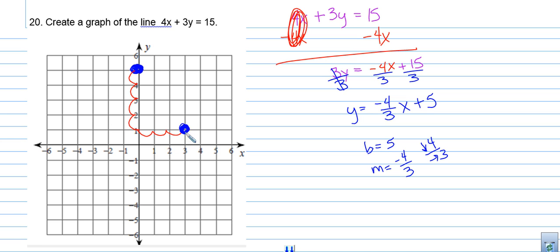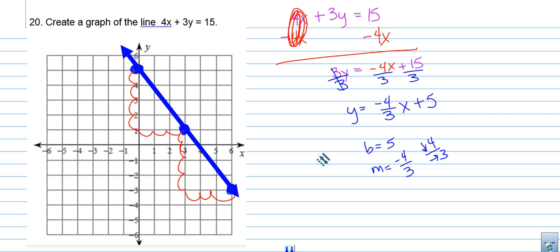And then you want to repeat the process as many times as you can to fill up the graph. 1, 2, 3, 4, and then 1, 2, 3. So it's right there. And then you want to connect your dots. This is blue. And that's how you create the line of this graph using y equals mx plus b form.